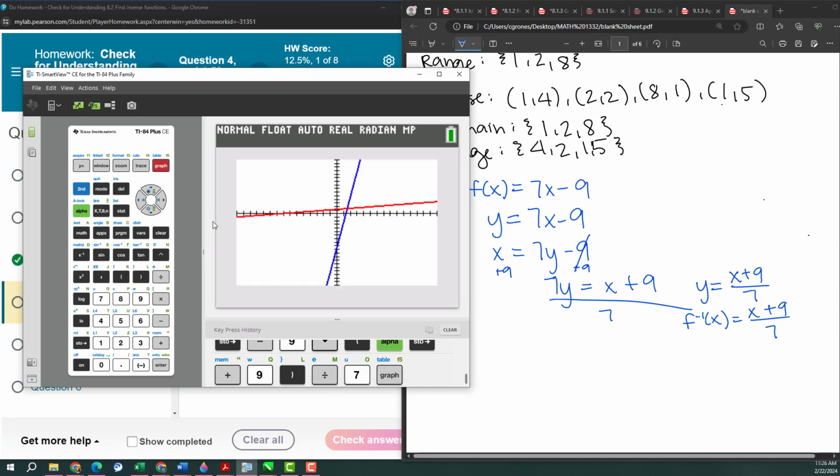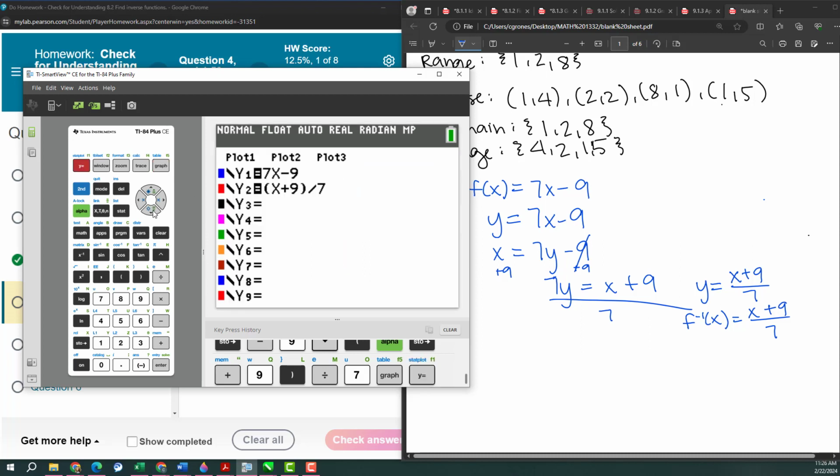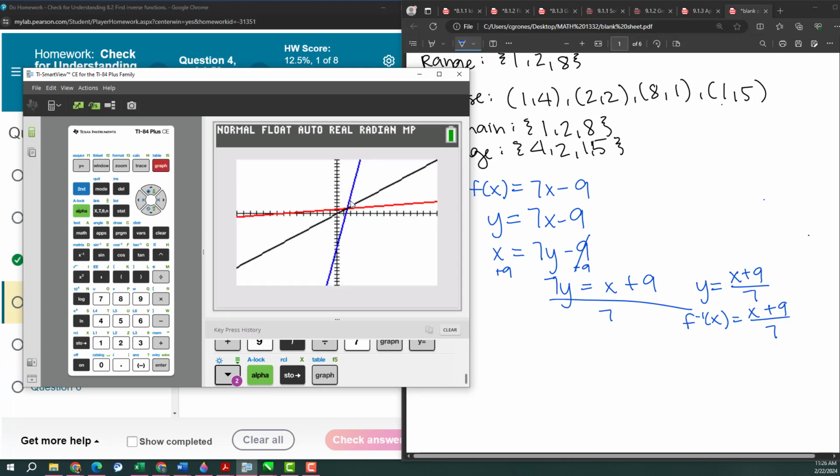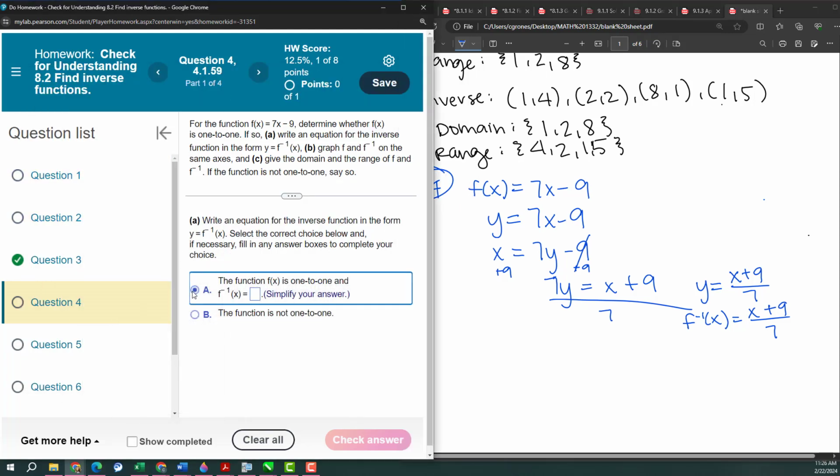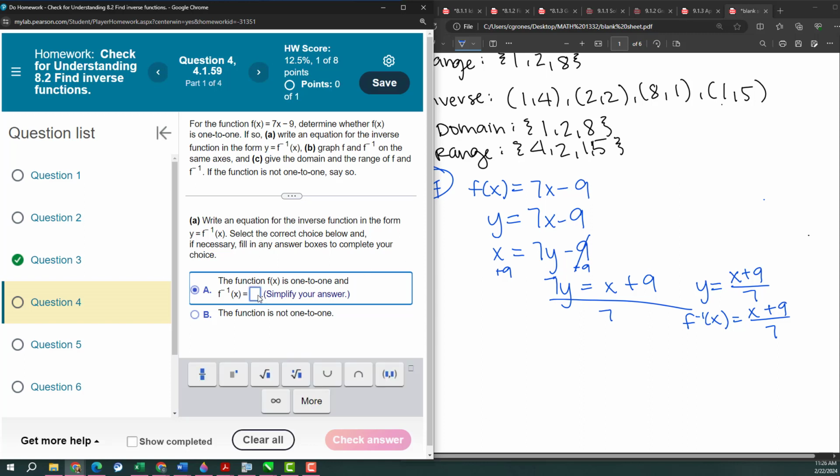So I'm going to graph both of these, and I can see that they do appear to be 1 to 1. If we use the line where y equals x, and we see that these are reflections over that line, we can easily see that yes, the function is 1 to 1. And our inverse equals, so I'm going to create a fraction, x plus 9 divided by 7.